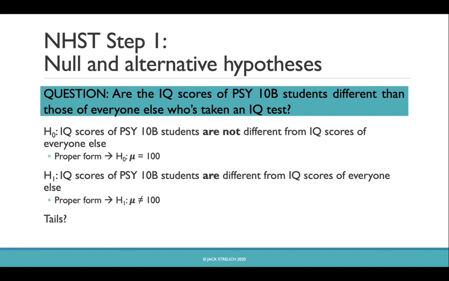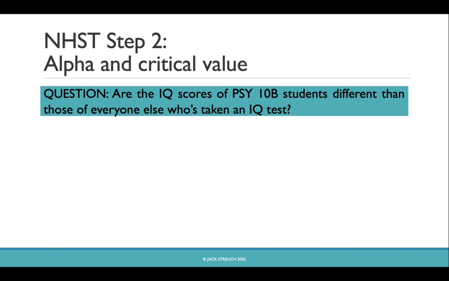So, a question for you guys. Based on these hypotheses, are we running a one-tailed or a two-tailed test? And the answer is that this is going to be a two-tailed test. We can tell because our null and alternative hypotheses are non-directional. There's no discussion of whether IQ scores are higher or lower, we're just interested in whether they're the same or different.